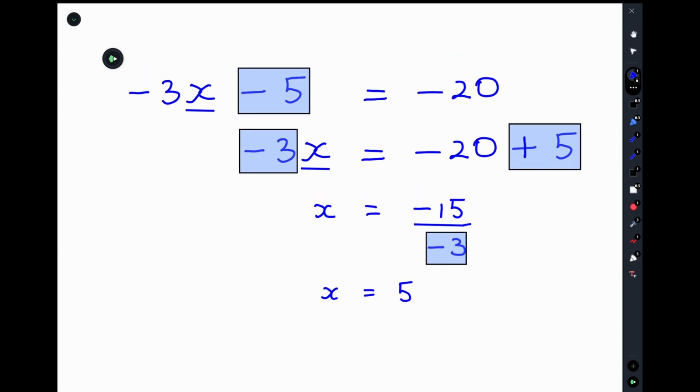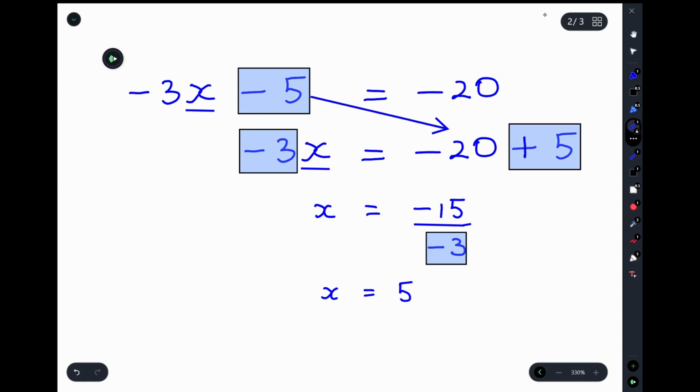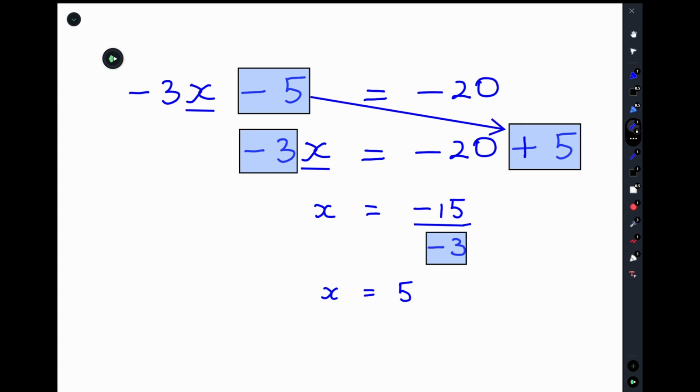So to track the changes that we made, the first thing we did, we moved the negative 5 to the other side because that term did not contain x. The second thing we moved was the coefficient of x. Multiply by negative 3 became divide by negative 3. And then finally, we solve for x. We're going to stop there and we'll continue in part 2.